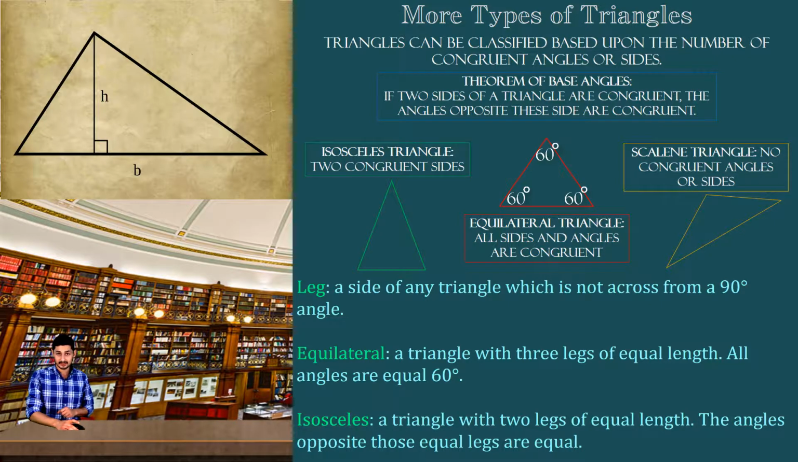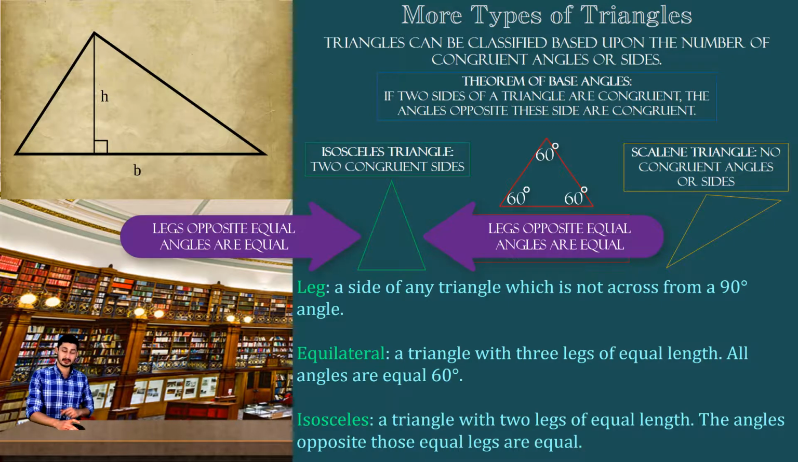Moving on to isosceles triangles, you can have isosceles triangles that are either right or not, and that isosceles triangle is so because it has 2 legs of equal length. The angles opposite those equal length legs will be equal as well. Something key to note when it comes time to any triangle questions that you may encounter on your SAT.